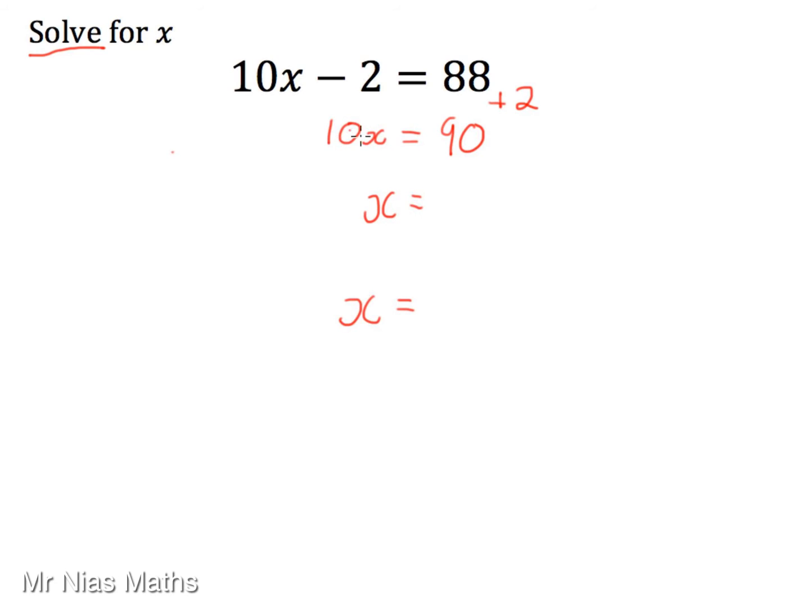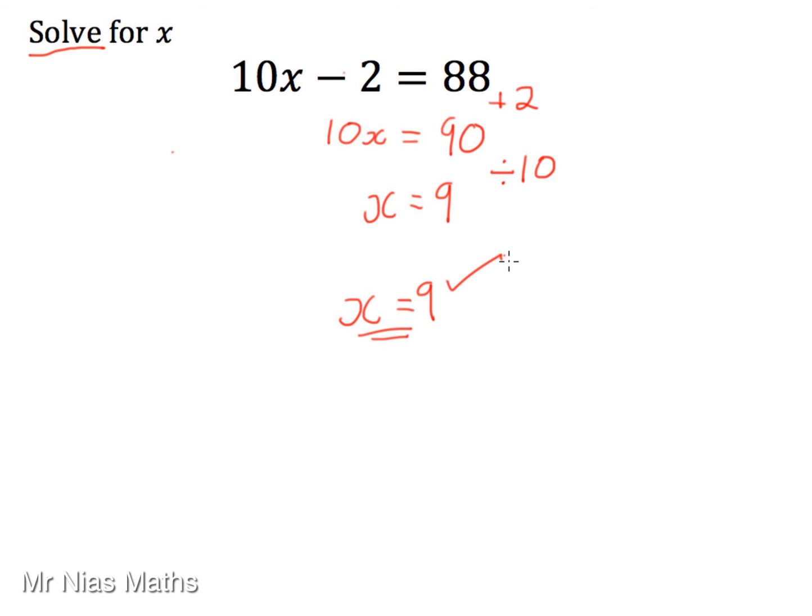Now this 10x means 10 times x, or times by 10. So to get rid of that, I need to do the inverse of times by 10, which is divide by 10. 90 divided by 10 equals 9. So 9 is my answer. And again, I can check this by putting this back into the original equation. So if x is 9, 10 times 9 is 90. Take away 2 equals 88. So yeah, so 9 is correct.